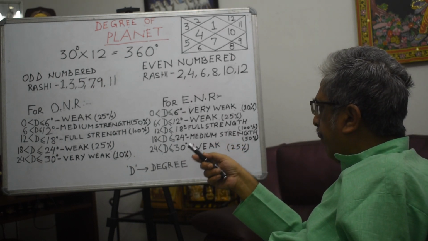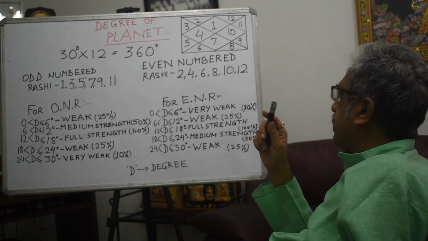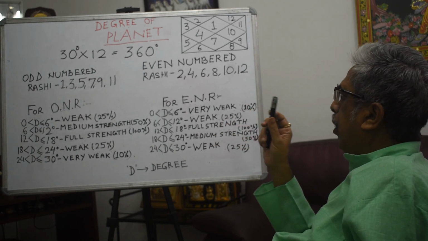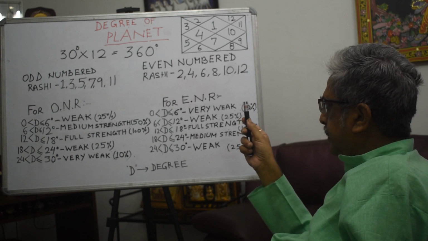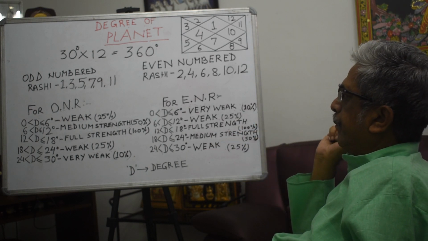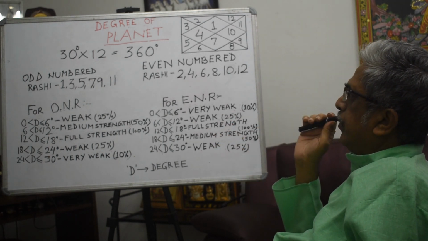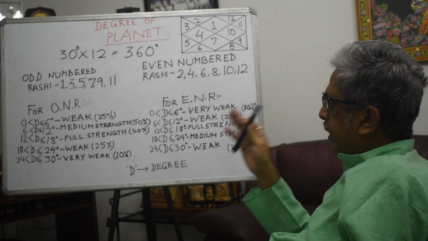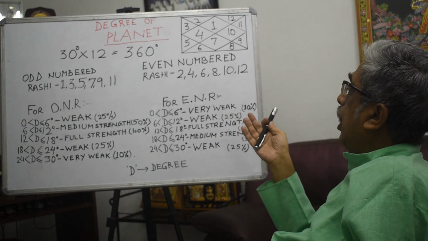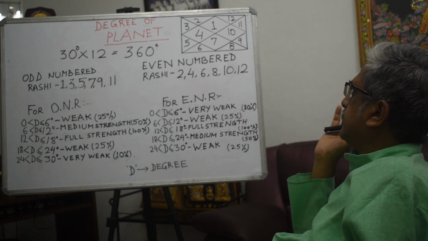So with these odd numbered Rashis, if you know the degree of the planet in that Rashi, you can know how much result you will obtain, 10, 20, 50, 100, whatever it is. So this is the significance of degree in the odd numbered Rashi. Now, in the same way, you come to even numbered Rashi.